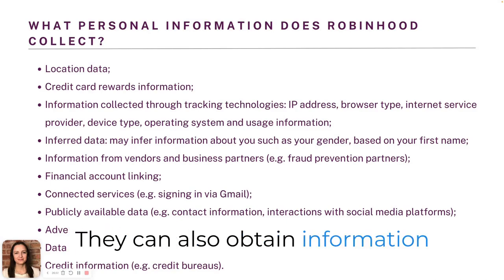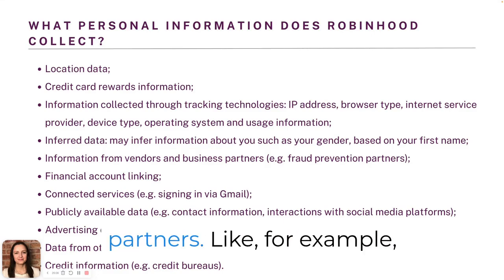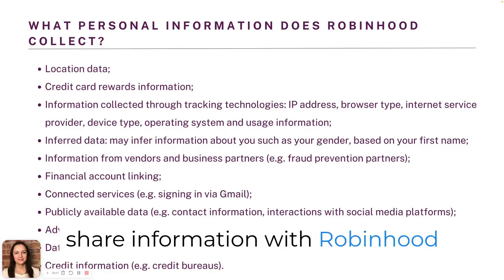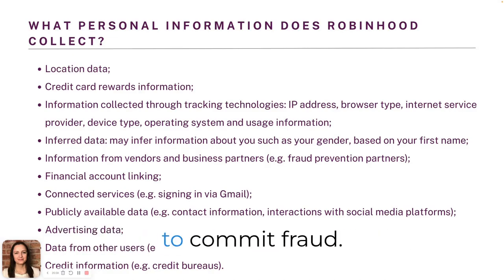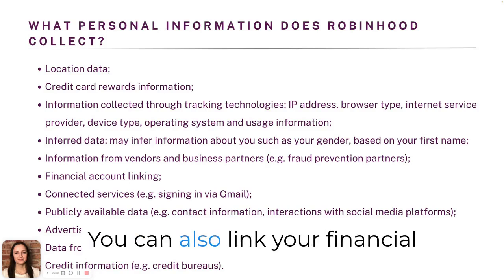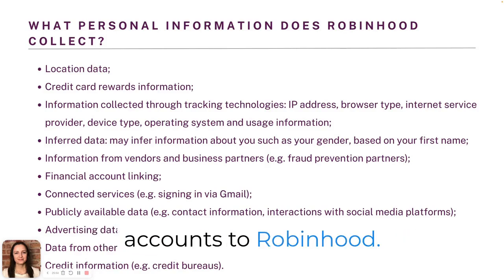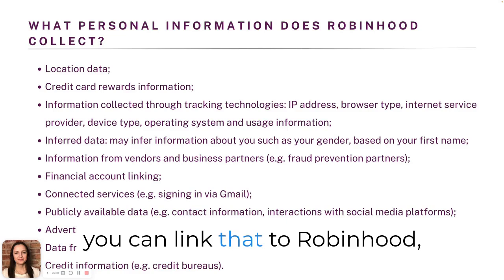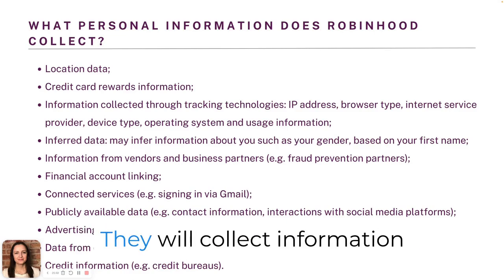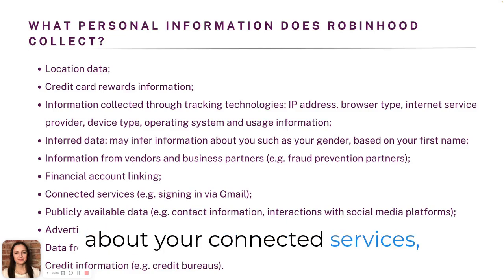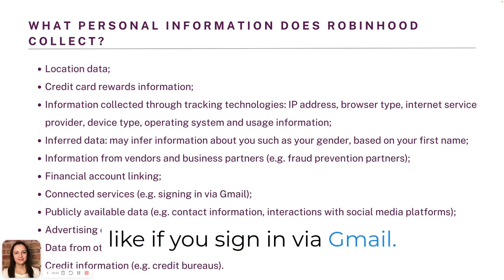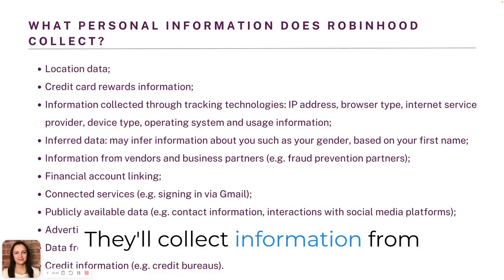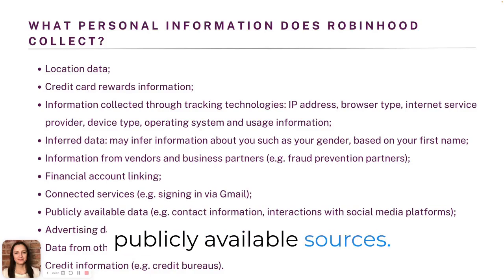They can also obtain information from vendors or business partners. Like, for example, a fraud prevention partner may share information with Robinhood as to whether you're likely to commit fraud. You can also link your financial accounts to Robinhood. So for example, let's say you bank with Chase Bank, you can link that to Robinhood too. They will collect information about your connected services. Like if you sign in via Gmail, they will collect information about that. They'll collect information from publicly available sources.